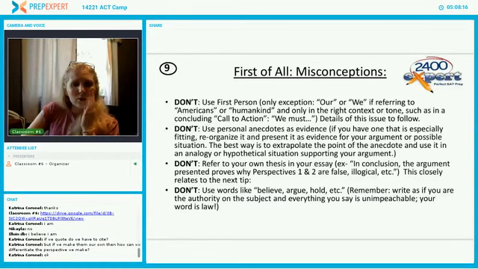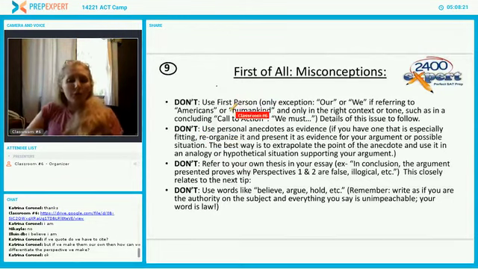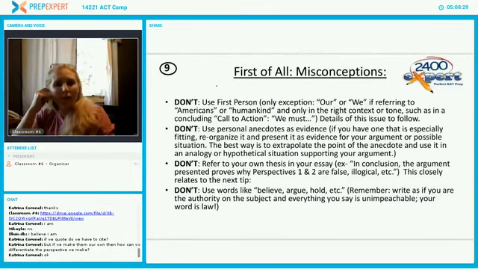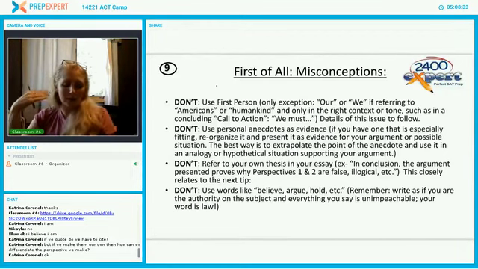Okay, so don't use first person for the same reason that it makes your essay seem very narrow-minded. Only exception is, if you're saying our or we, Americans, humankind, if you're making it sound very broad-based, then you can use kind of first person. Don't use personal anecdotes because once again, that makes your essay seem very narrow-focused. So if you want to use a personal story, frame it as a hypothetical, okay?